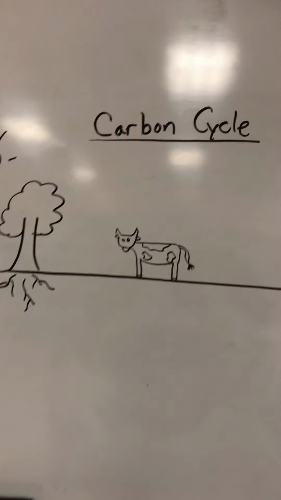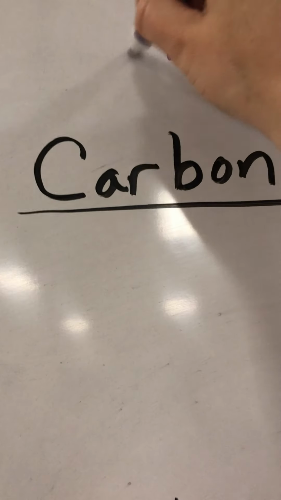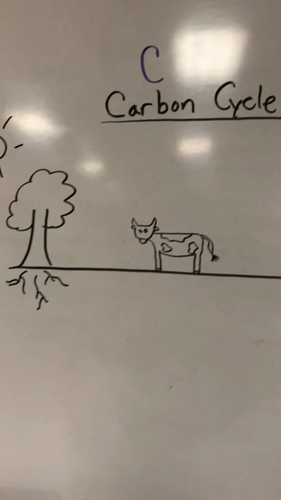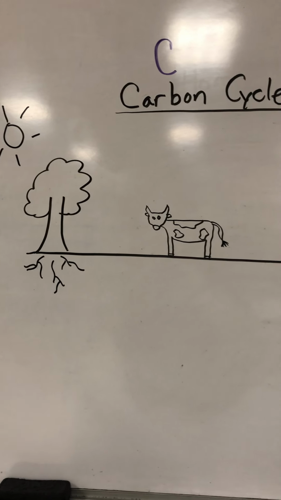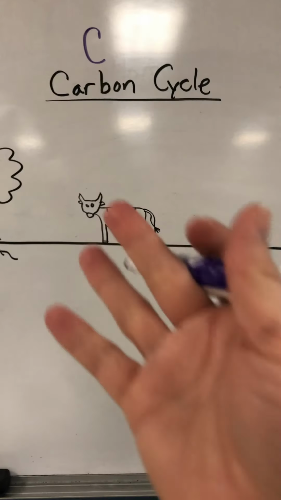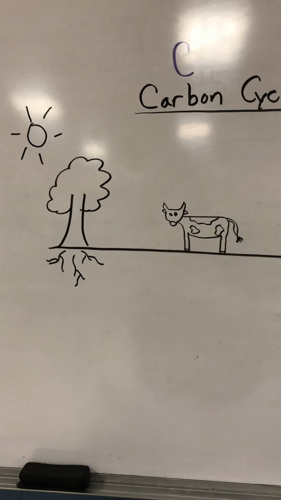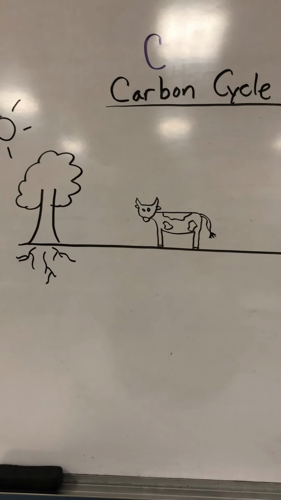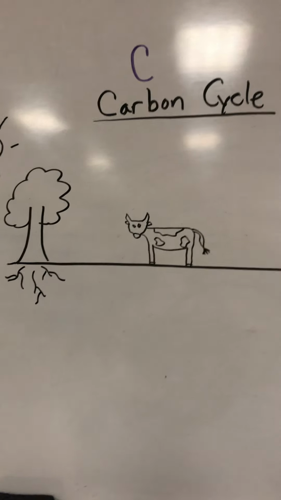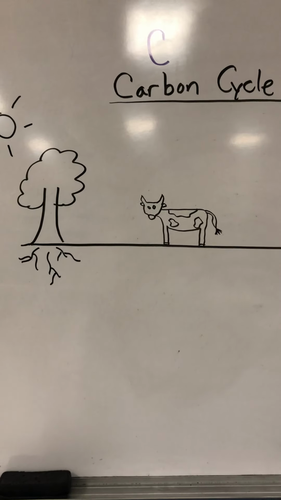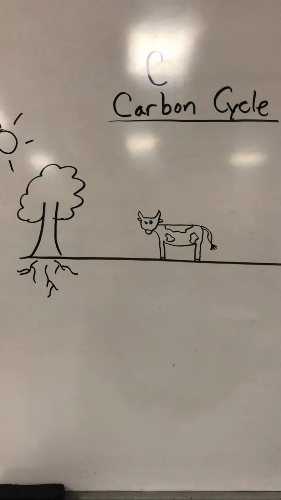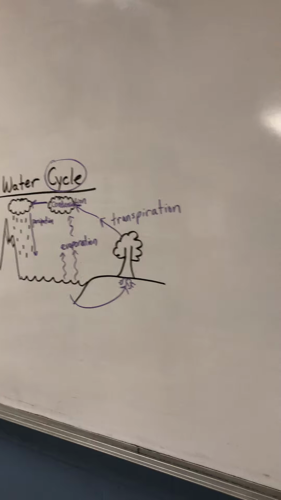Now, carbon can be abbreviated with a capital C. Carbon is very important in living things. Actually, to be a living thing, you have to have carbon in you. And we do as humans, and animals do. That's why I put a cow in this picture. Plants do. Anything that is living has carbon in it. So carbon is very important. Carbon cycles through the atmosphere, our earth, and living creatures. It cycles through just like the water cycle did.